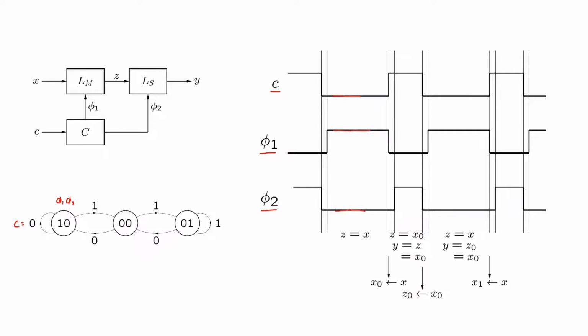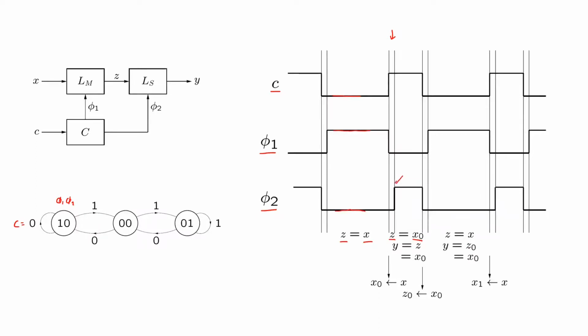So the first latch, the one that we call the master, is now letting the signal X through to Z. So here Z equals X. Then here C will become 1, and for a very short time both phi1 and phi2 are 0 at the same time. And since phi1 here becomes 0, now Z is fixed to the value that X was before. So now this is fixed to the value that we called X0.